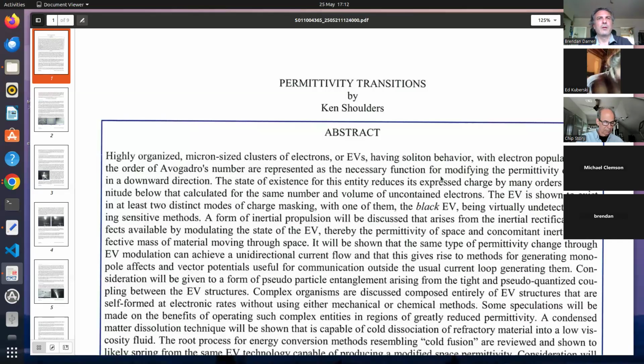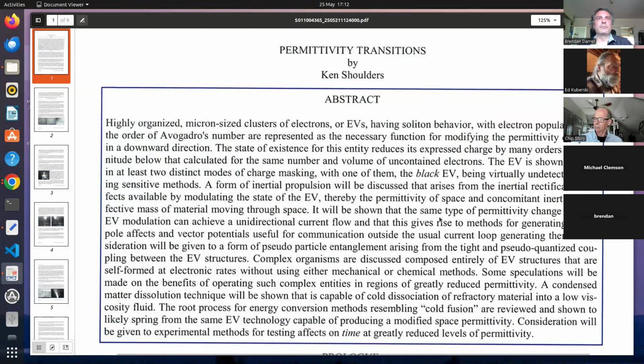Okay, so without further ado, I'm going to get into permittivity transitions. Highly organized, micro-sized clusters of electrons, or EVs, having soliton behavior with electron populations on the order of Avogadro's number are represented as the necessary function for modifying the permittivity of space in a downward direction. There's the most important part, permittivity of space in a downward direction.